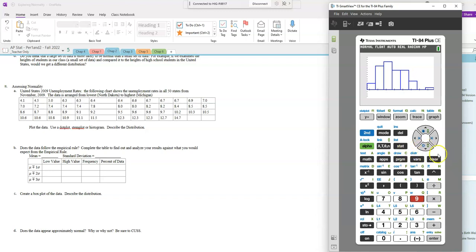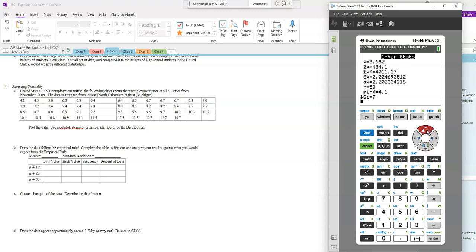I need to calculate the mean and the median. So I'm going to go to stat, go over to calculate and select one variable stats. Select List 1, calculate. All right, so the very top number is 8.6. That is your mean. And if I scroll down, the median is 8.5.